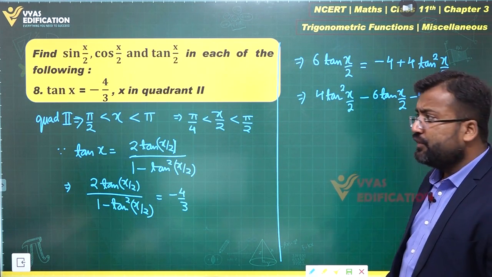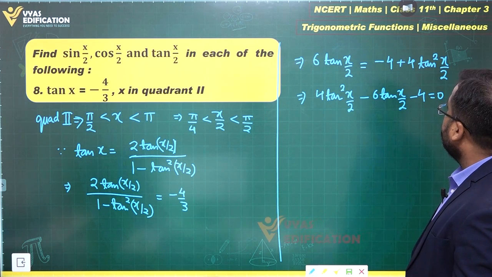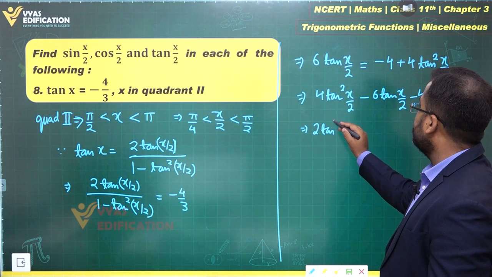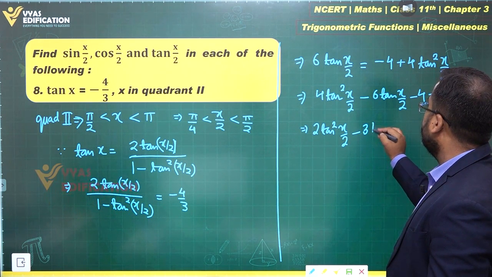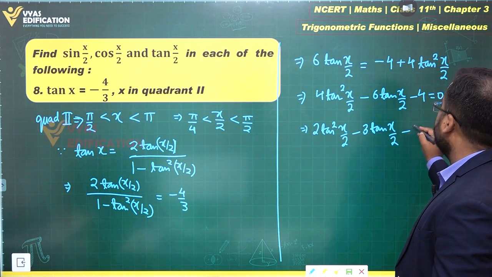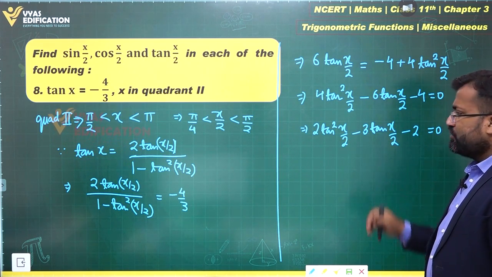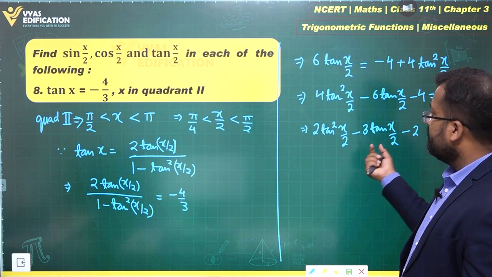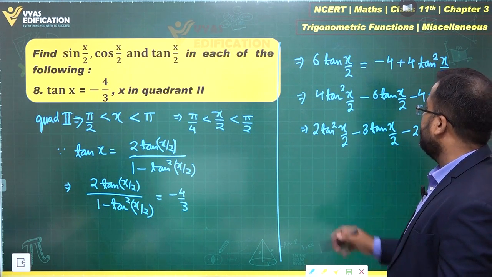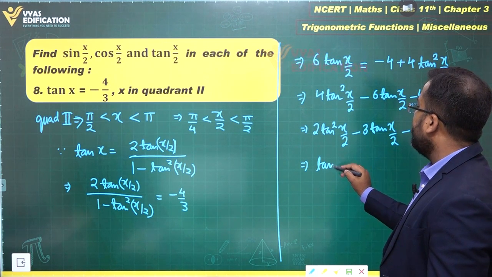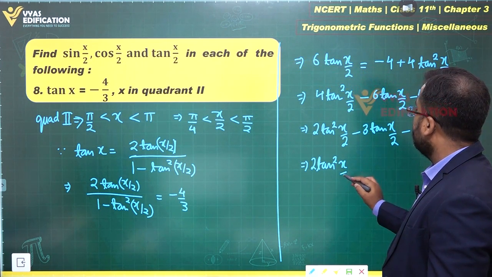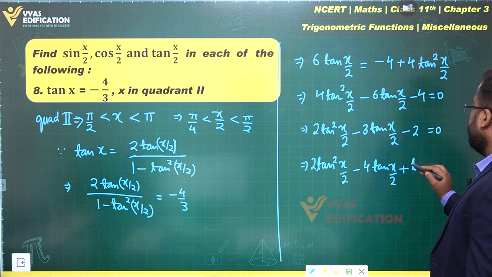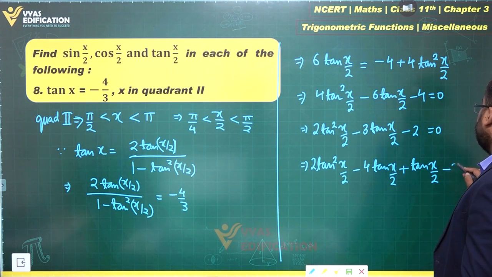We can divide by a factor of 2. And is there anything else? Yes. 2 tan²(x/2) minus 3 tan(x/2) minus 2 is equal to 0. 2 times minus 2 is minus 4. We can split the middle term to get the roots. This will become minus 4 and plus 1, right? This is 2 tan²(x/2) minus 4 tan(x/2) and plus tan(x/2) minus 2 equals 0.